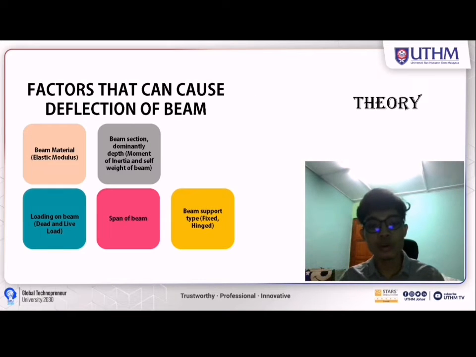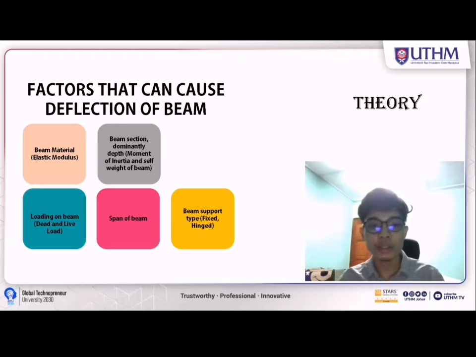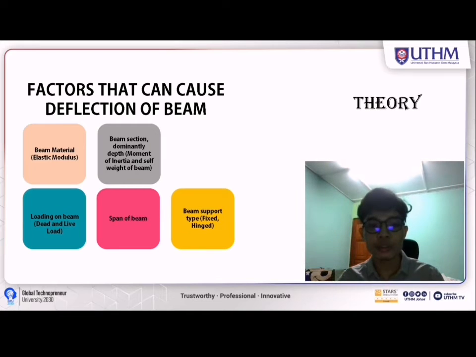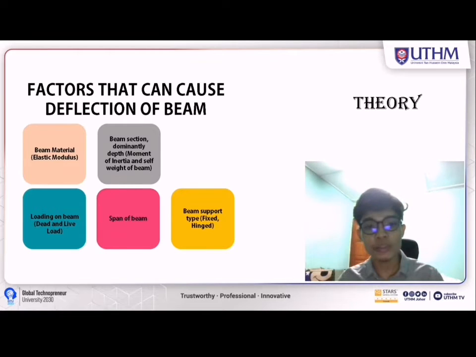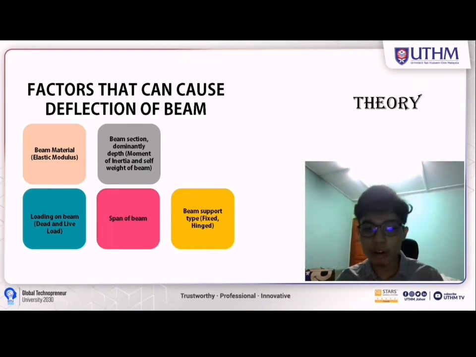Next, as we know, every situation has a cause to happen. So in this slide, I will discuss the factors that can cause the deflection of beam. So what are the factors? The first one is the beam material, or the elastic modulus. The second one is the beam section. We can get it from the moment of inertia or the self weight of the beam. The third one is the loading on the beam, either dead or live load.